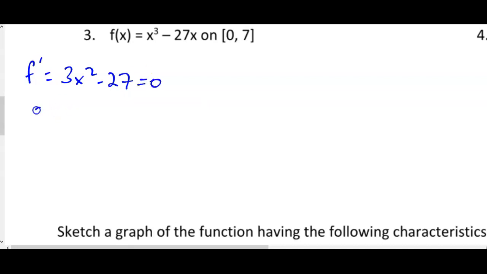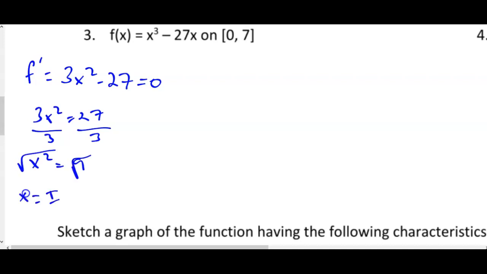So that gives us 3x squared. You're going to add 27 over here. Divide by 3. And then square root both sides, and you get x equals plus or minus 3. All right, so now I'm going to go to the wiggle line test. And negative 3 and 3.